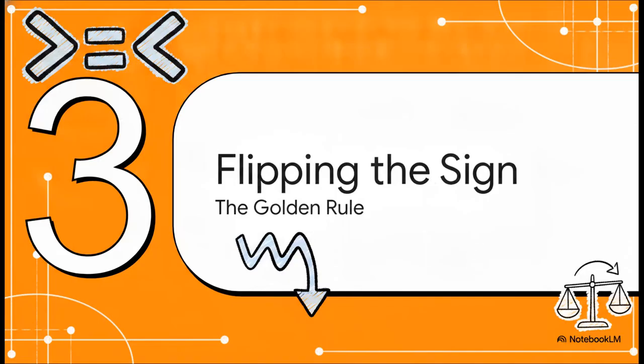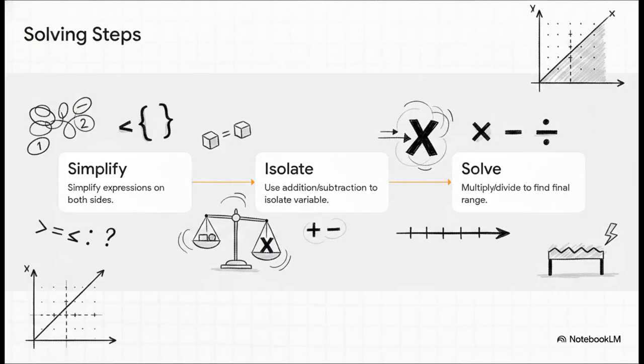Now for Section 3, the golden rule. Flipping the sign. The really great news here is that solving a multi-step linear inequality uses the exact same algebra you already know from solving standard equations. You simplify the expressions, you use addition or subtraction to isolate the variable, and then you multiply or divide to get that variable completely by itself. You literally treat that inequality symbol just like an equal sign, right up until you hit one specific, vital hurdle.